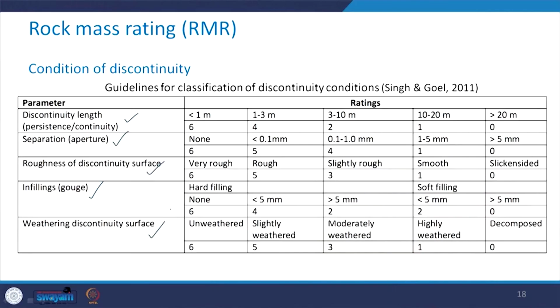So, let us say that the discontinuity length is less than 1 meter, it will have the rating of 6. So, the first row is giving you the value of the parameter, and the second row is giving you the rating. Likewise, it is there for all the rows. So, this is the parameter, this is the rating, parameter and the rating, and likewise. So, in case of the infilling, when you have hard filling or you have soft filling, accordingly you need to assign the rating.